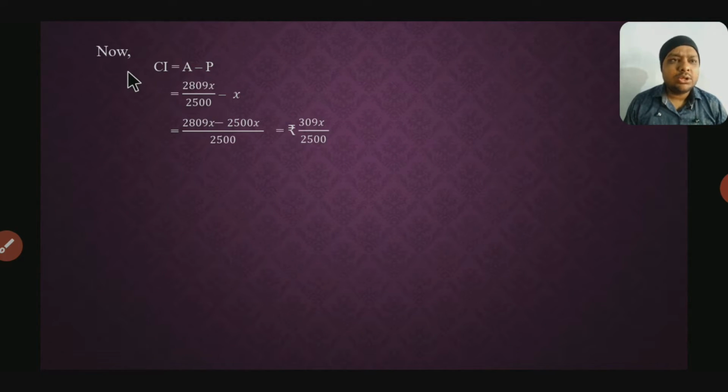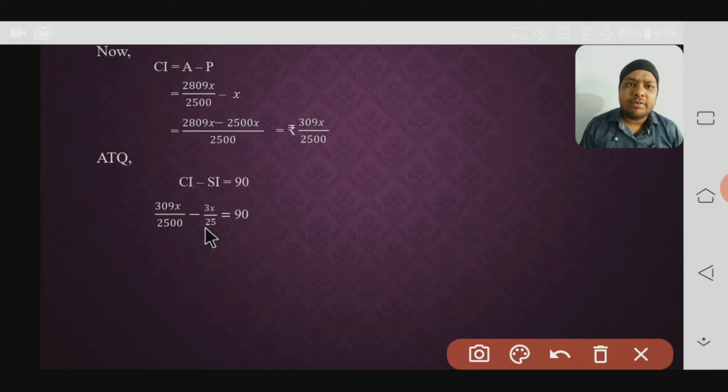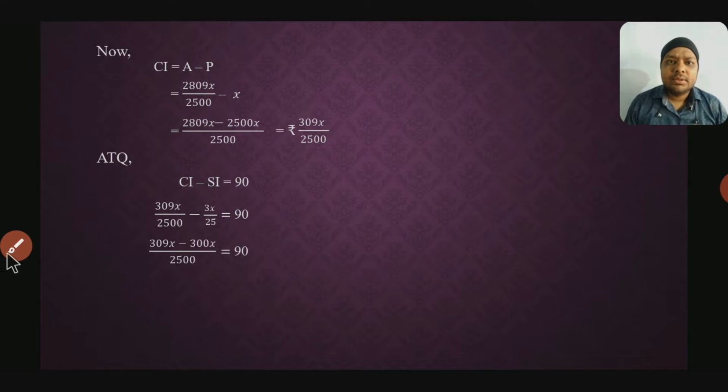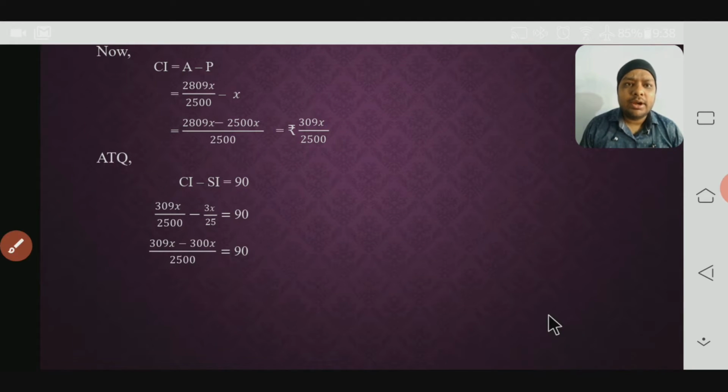Now we know CI and SI also, and according to the question, the difference is given here. Difference of CI and SI. Why have we written CI first? Because CI is always greater than SI. Now we will put the values: 309x by 2500 minus 3x by 25. At first we will take the LCM of 2500 and 25. It will be 2500. Now after that, 2500 divided by 2500 is 1, 1 into 309 is 309x, minus 2500 divided by 25 is 100, and 100 into 3 is 300x. Now after subtracting we will get 9x by 2500.